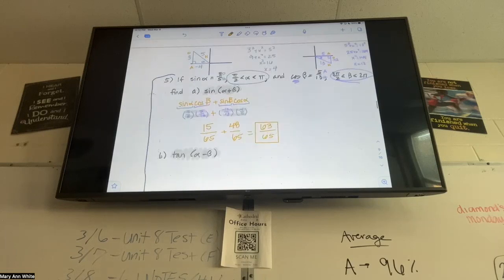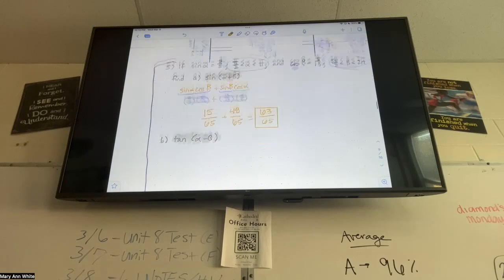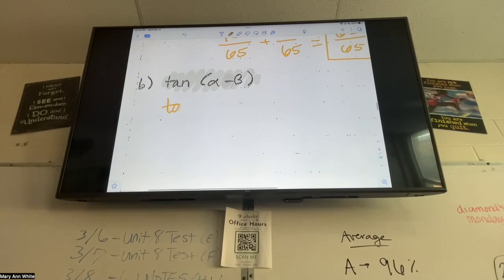Do you think we can do one more? Do you think we can do tangent really quick before we go to lunch? Okay, let's jump in and we'll do that really quick. So tangent, you have your identity sheet out. Tan of alpha minus beta is gonna be tangent of alpha minus tangent of beta, all over 1 plus tan alpha times tan beta.